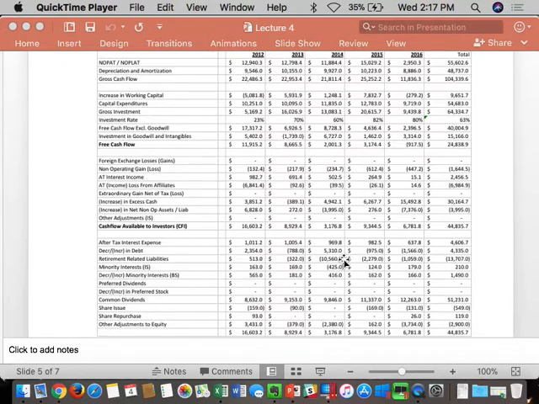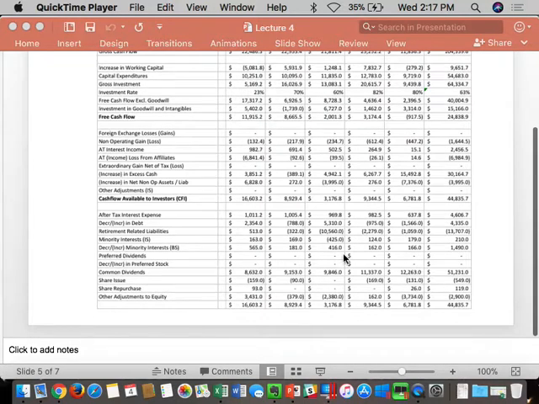All right, so that's what we know from Ericsson. Questions about Ericsson? All right, so just to be consistent with the analysis, let's talk about Nokia. So let's look at Nokia's CFI.